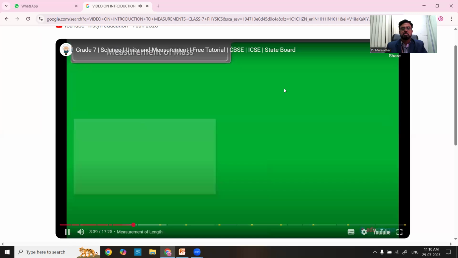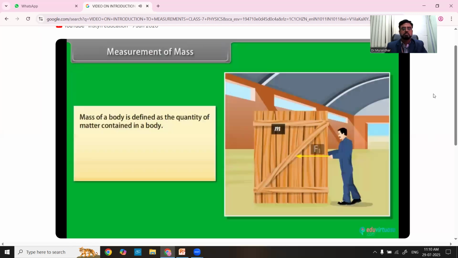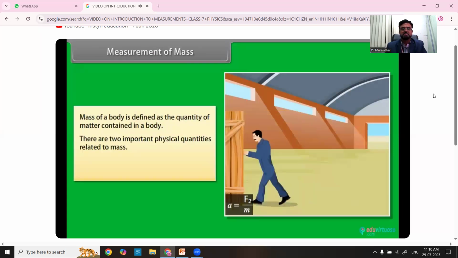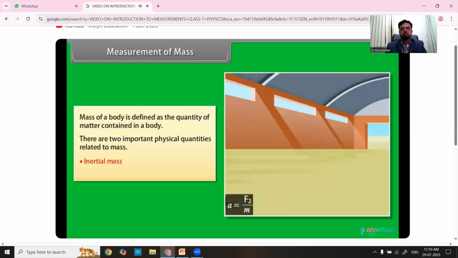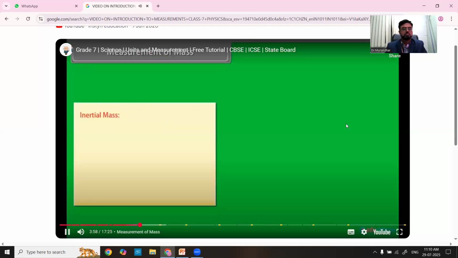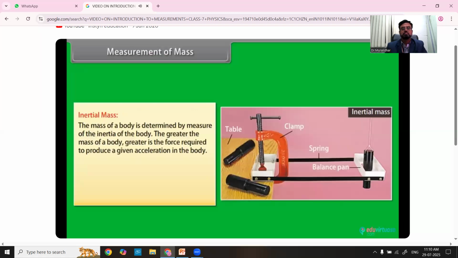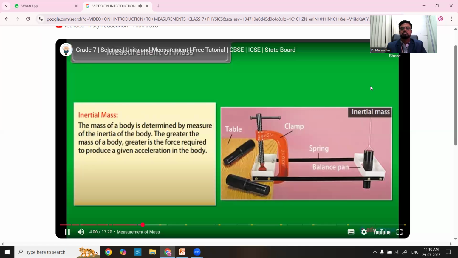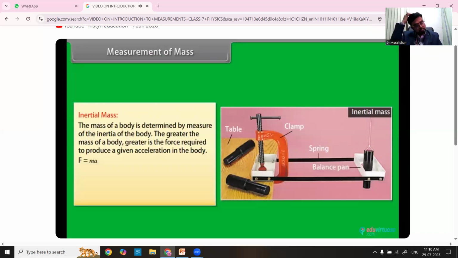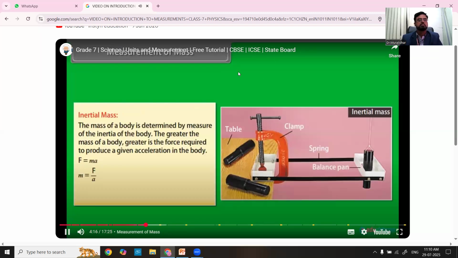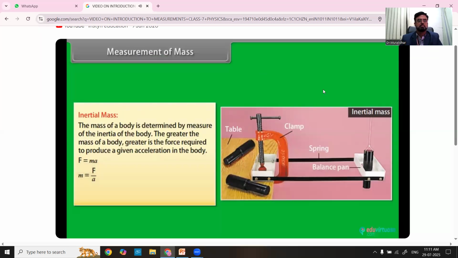Measurement of mass. The mass of a body is defined as the quantity of matter contained in a body. There are two important quantities related to the mass of a body: inertial mass and gravitational mass. Inertial mass: the mass of the body is determined by a measure of the inertia of the body. The greater the mass of a body, the greater is the force required to produce a given acceleration in the body. F is equal to ma, or m is equal to F upon a. Thus, a very heavy body has a larger inertial mass than a light body.